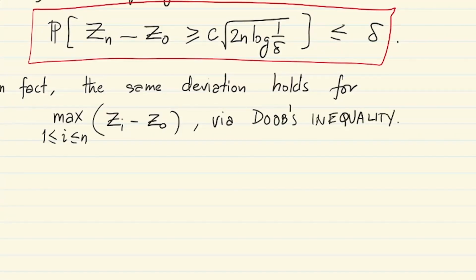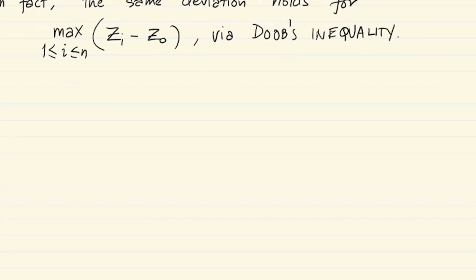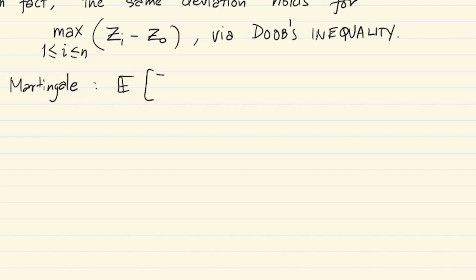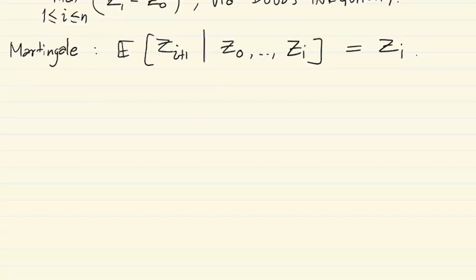So to state Doob's inequality, it helps to define what is called a submartingale. Recall that a martingale is a bunch of random variables Zi such that essentially the expected value of Zi plus 1 given Z0 to Zi turns out to be the same as Zi. A generalization of this is what is called a submartingale.